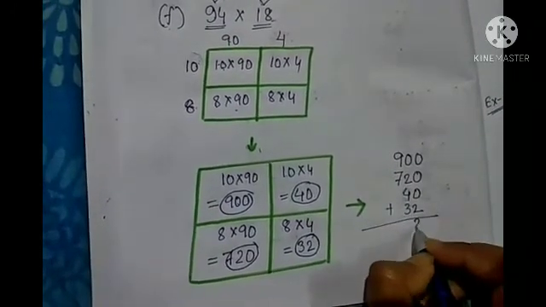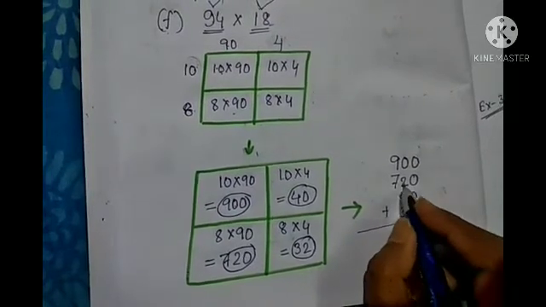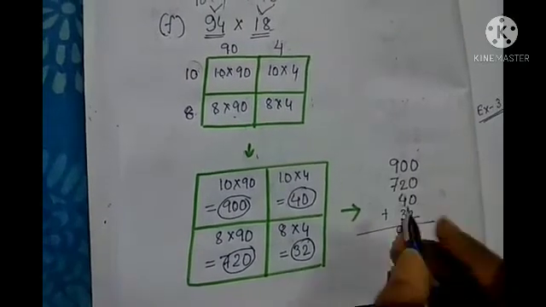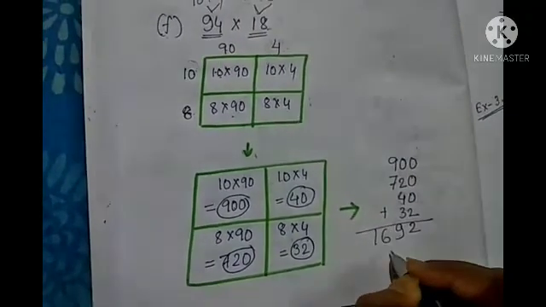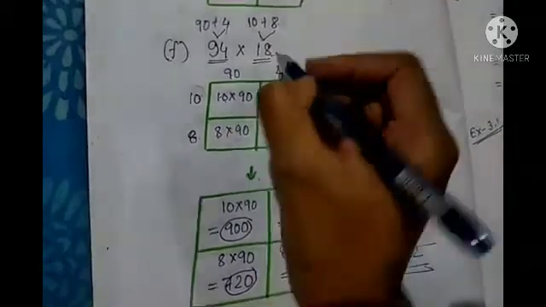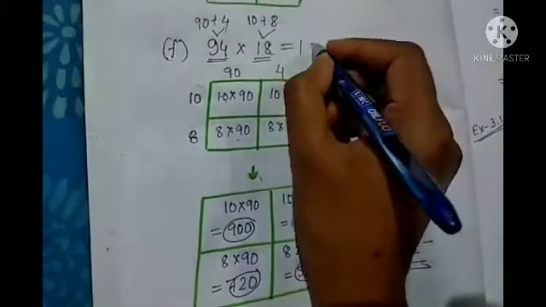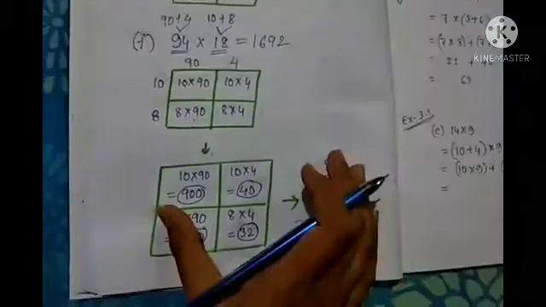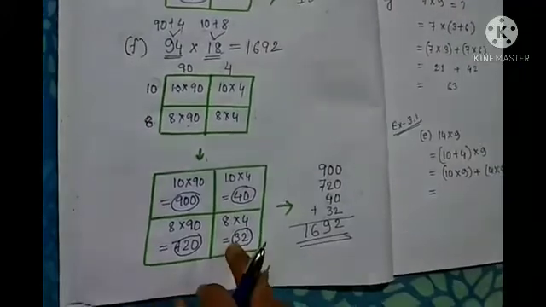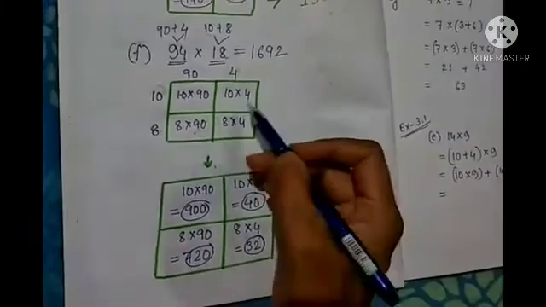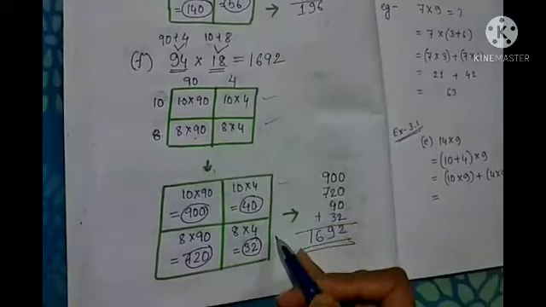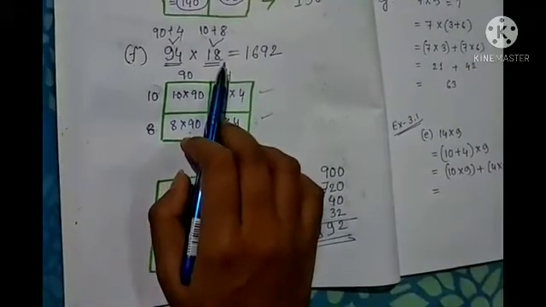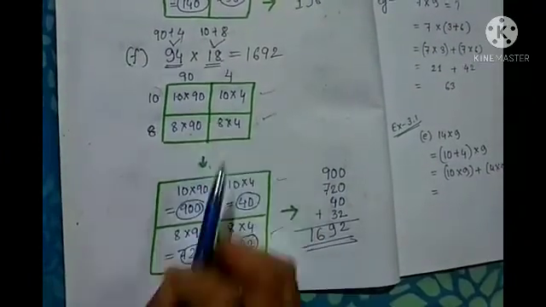Now let's add them. So here 0 and 2, so 2. Then 2 plus 4, 6. 6 plus 3 will be 9. And 9 plus 7 will be 16, right? So the answer for this will be 1692. Okay, so this is how you can do box multiplication. Is not it interesting, students? So within these 2 steps, you can easily find out by adding all the products. You can find out the product of these greater numbers also.